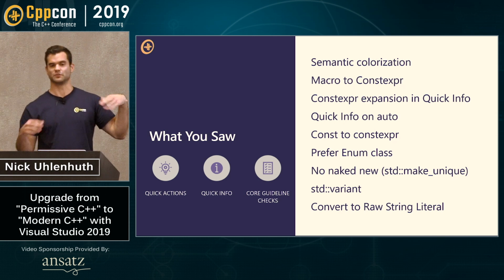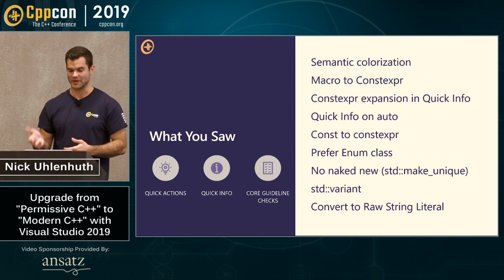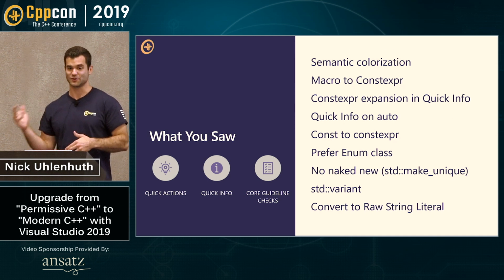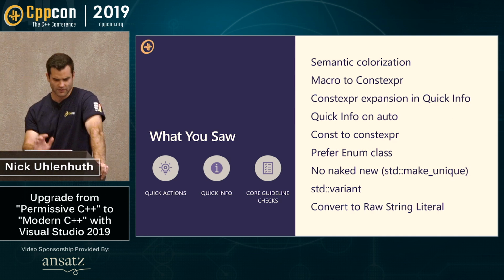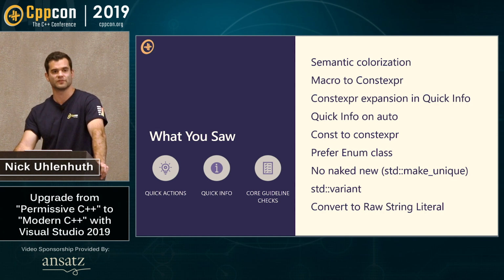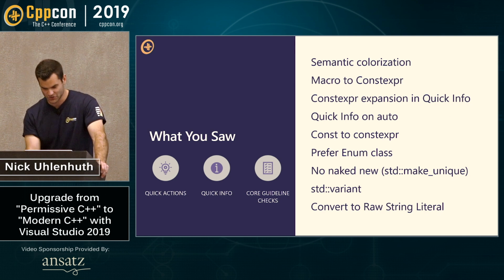So we had the semantic colorization. We saw the color of the macro changing from purple to brown once we used a constexpr. We saw the expansion of the macro in the quick info tooltip, and also the constexpr gets expanded in quick info. The deduced type of auto is seen in quick info, which can help you understand newer code that's more modernized that maybe you're not familiar with. Then we saw the code analysis guidelines around the C++ Core Guidelines. So we were able to use enum class, make unique, std::variant, and then lastly, convert to a raw string literal was just one final quick action in there that I wanted to show.